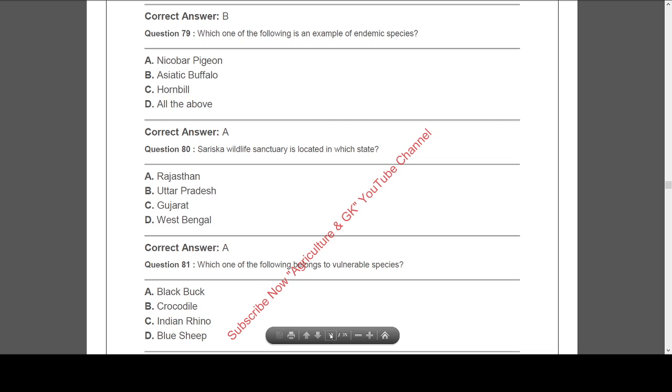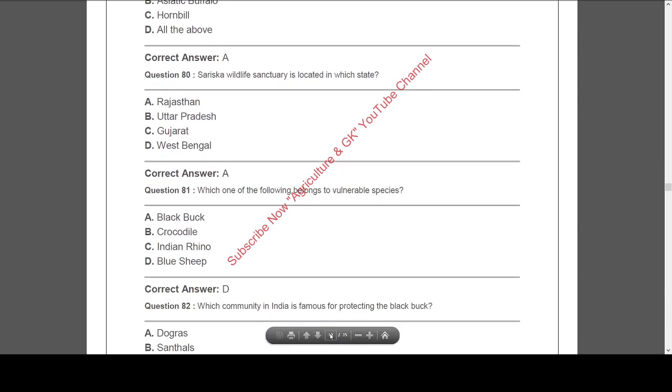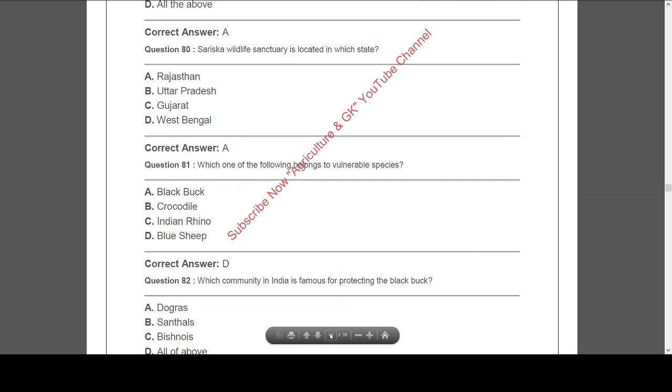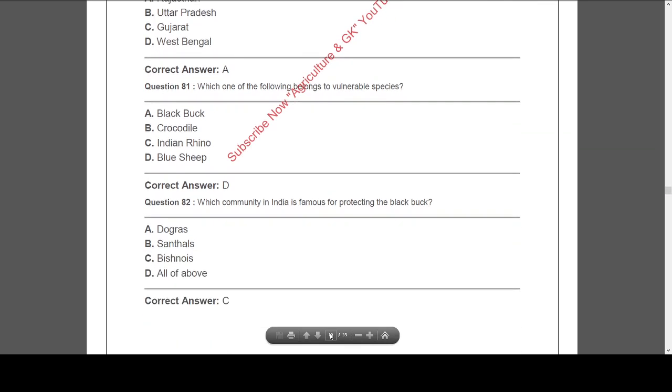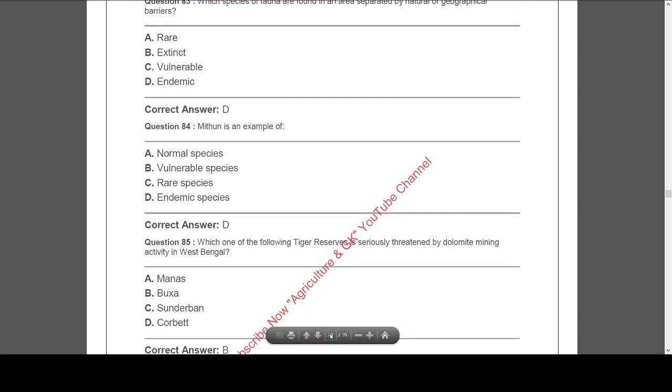Sariska Wildlife Sanctuary is located in which state? It is in Rajasthan. Which of the following belongs to the vulnerable species? It is option D, blue sheep. Which community in India is famous for protecting the blackbuck? It is option C, Bishnois. Which species of fauna are found in an area separated by natural or geographical barriers? It is endemic species. Mithun is an example of endemic species.